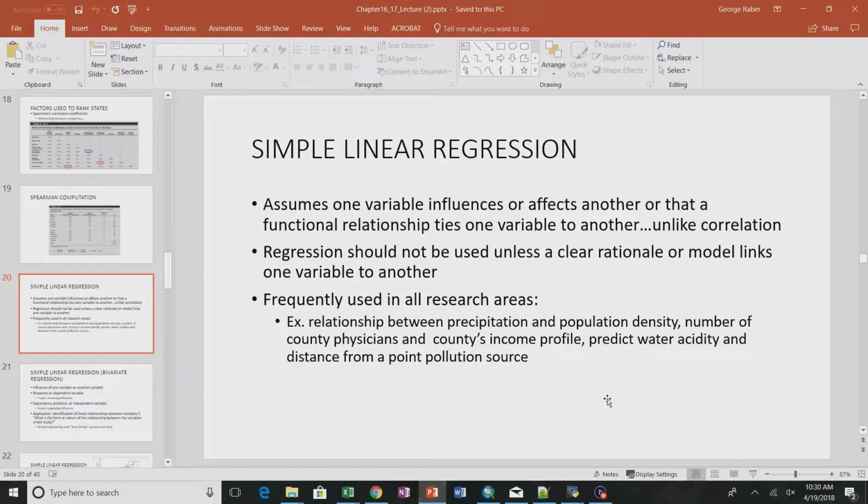But today we're just going to deal with one at a time. Simple linear regression is used in so many different research areas. And if we look at regression as a whole, it's a very common research tool. Basically, it's a tool that we use to establish a mathematical relationship between multiple variables or a single variable.